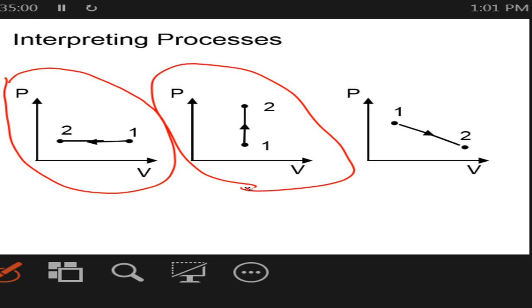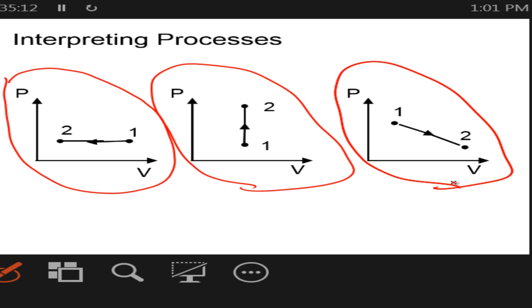Pressure increases, volume is constant. Constant volume, pressure increasing. True? All right. And the row behind, there's four right here. Yeah. So the pressure is decreasing, the volume's increasing. All right. And you'll get very good at reading these diagrams and interpreting them. Okay.